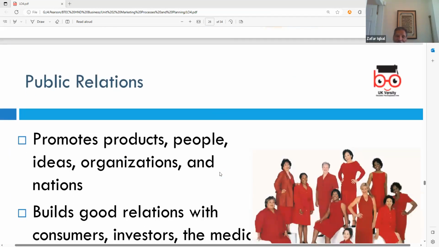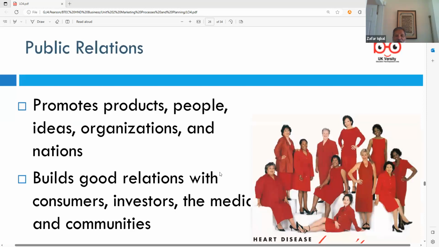Okay, public relations creates a good relationship. The idea may be to build a good relationship between customers and investors, or to look at the different types of organizations and promote products, or to promote organizations, create a relationship between consumers, invite new investors, or bring people together. So there are a lot of different functions of public relations.